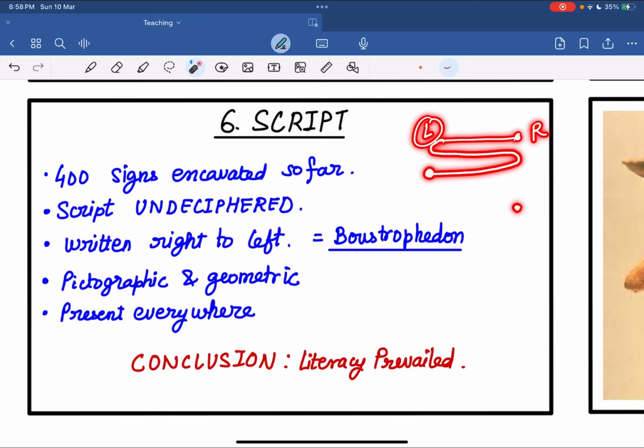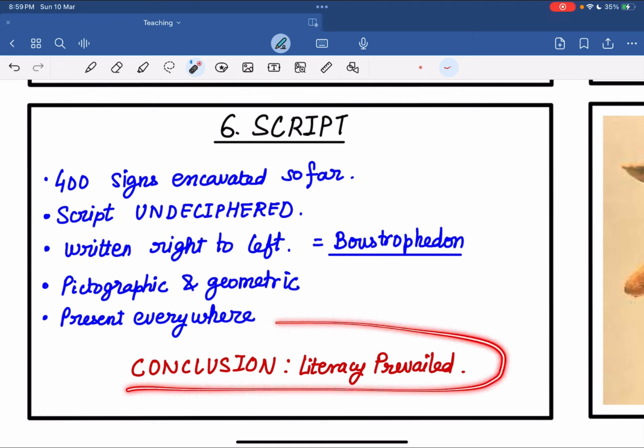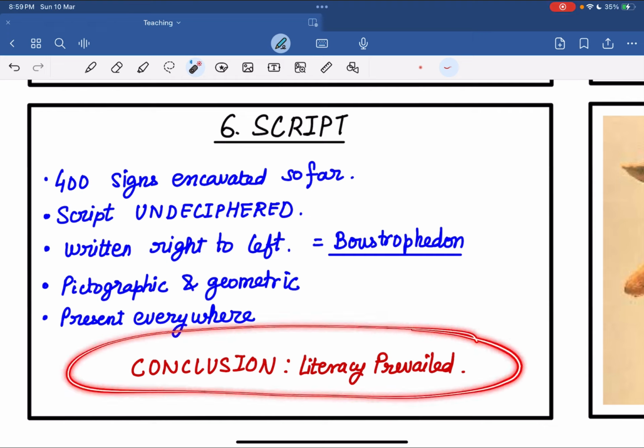This was just one section. These are all signs. These are all pictures. Many such things. And script is present everywhere. When we talk about the IVC, script is present everywhere. Whether it is pottery pieces or their houses, they've inscribed everywhere. Even if you go and look at their wells, everywhere they have written something. So when something is written everywhere, historians have concluded that literacy did prevail. If they are writing in so many places, everyone must have known how to write, and surely how to speak too. That is why we can conclude that literacy prevailed.